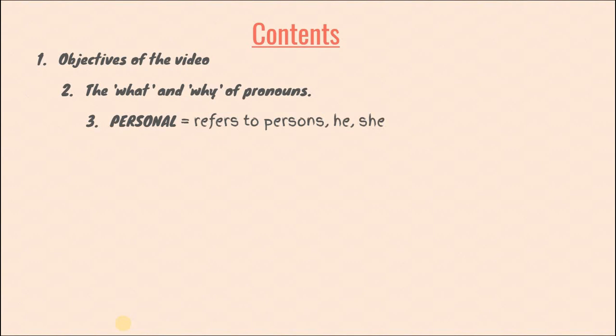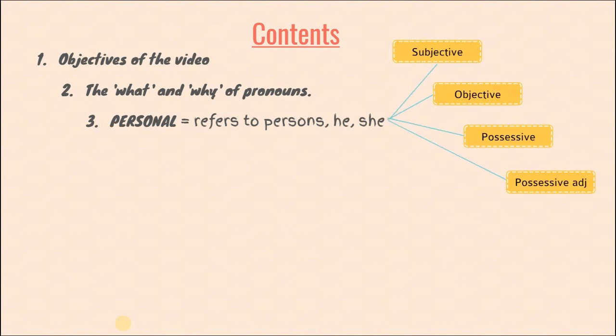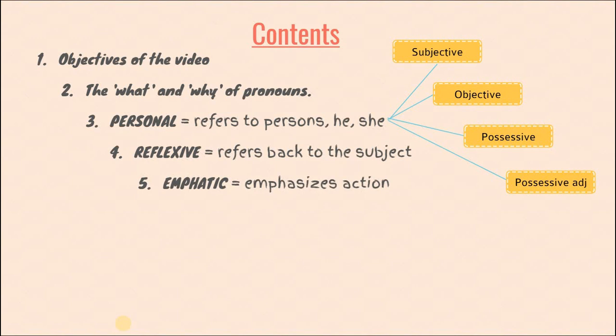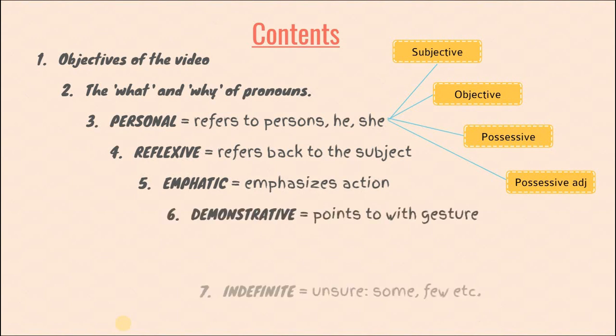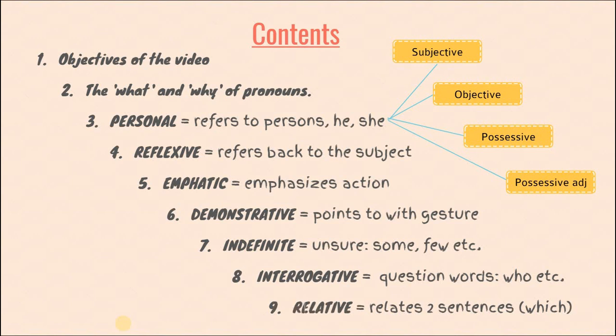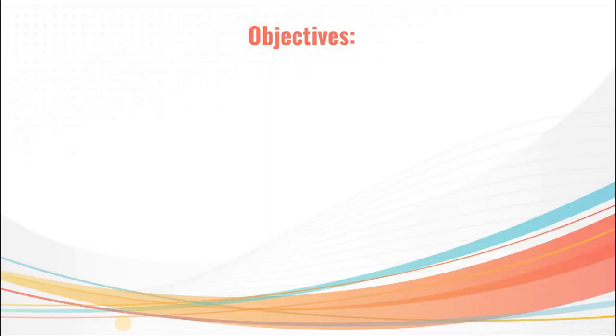The third number, we'll talk about the personal pronouns, which refer to person: he, she, it. Along with that, there will be the 4 cases: the subjective pronoun, the objective pronoun, the possessive pronoun, and possessive adjective. On the 4th number, there will be reflexive pronouns, pronouns which refer back to the subject. Then emphatic pronouns on the 5th, and demonstrative pronouns which point with gesture. Indefinite pronouns and interrogative pronouns, and the last one we will talk about the relative pronouns.